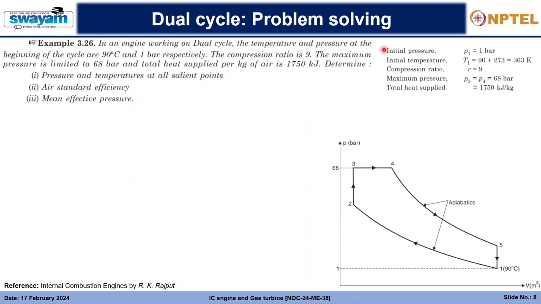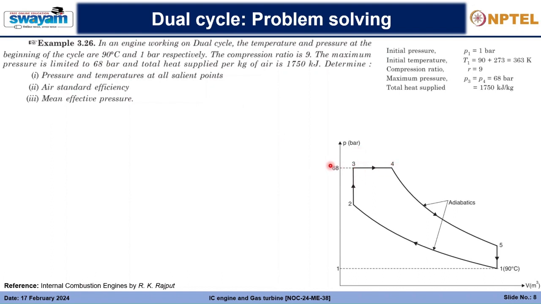So this is the diagram that we have, which is very similar to the previous diagram as well. But the question is a little bit different. We are given the temperature and pressure at the beginning of the cycle. So this is the beginning of the cycle, point 1, and here we know the pressure and temperature. We are also given that the compression ratio is 9. So V1 by V2 is 9. That is good. Then the maximum pressure limit is 68 bar.